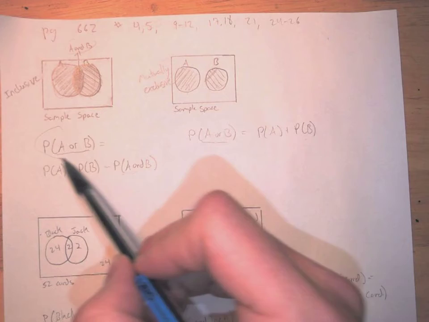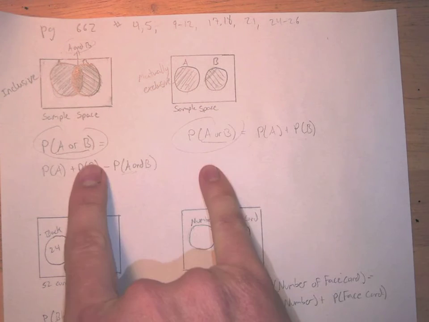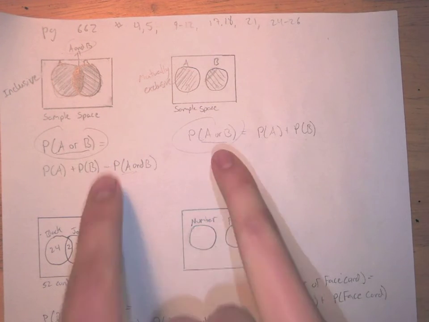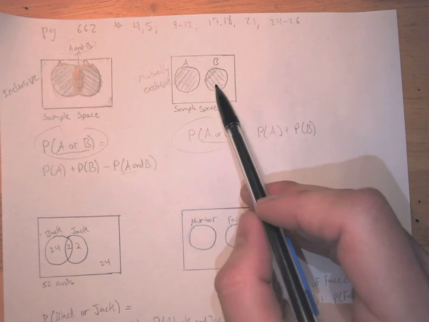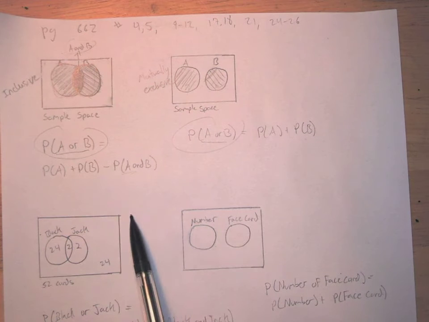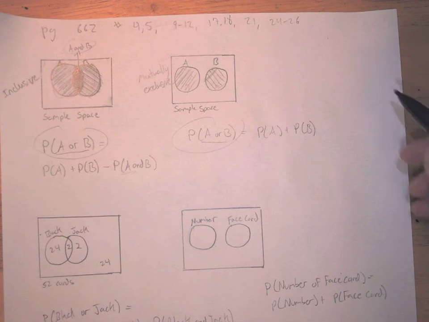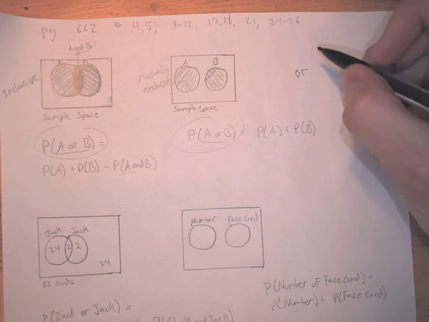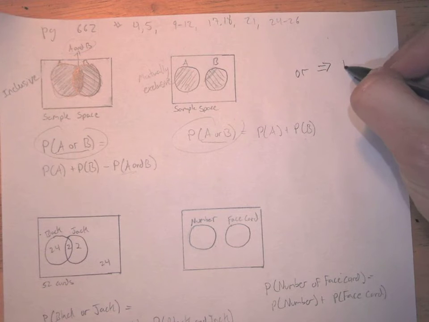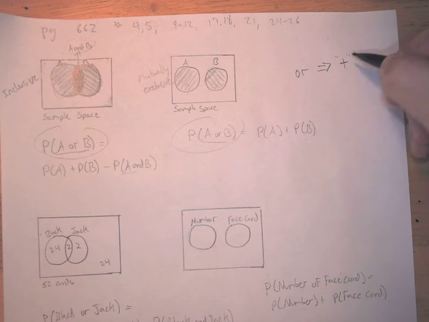When we're talking about A or B, we're just going to add the separate probabilities of the separate events, and in the inclusive case we have to subtract the middle. So the main idea that's important is that if you're doing an OR probability, you're adding. Sometimes you have to subtract some extra, but the whole idea is we're adding.